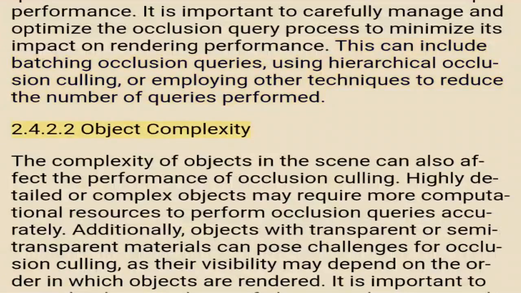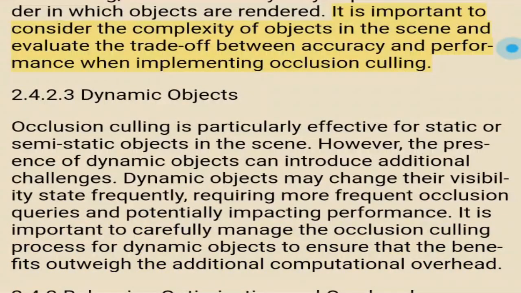2.4.2.2 Object complexity. The complexity of objects in the scene can also affect the performance of occlusion culling. Highly detailed or complex objects may require more computational resources to perform occlusion queries accurately. Additionally, objects with transparent or semi-transparent materials can pose challenges for occlusion culling, as their visibility may depend on the order in which objects are rendered. It is important to consider the complexity of objects in the scene and evaluate the trade-off between accuracy and performance when implementing occlusion culling.